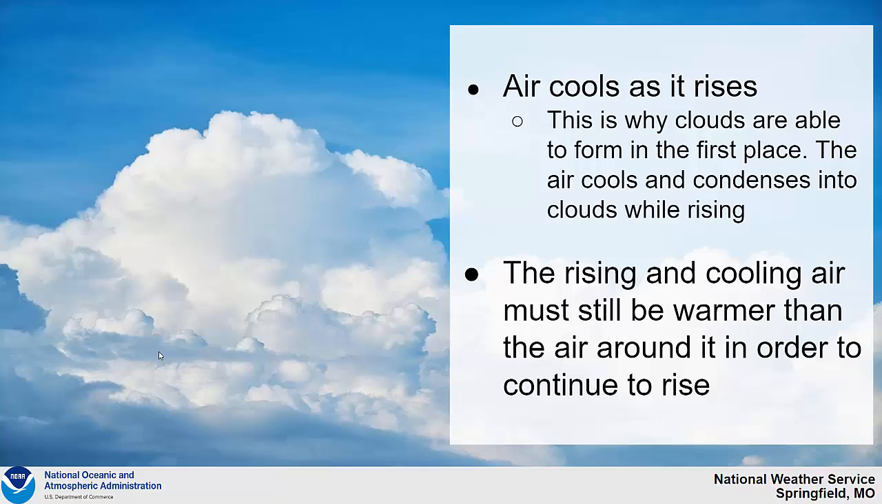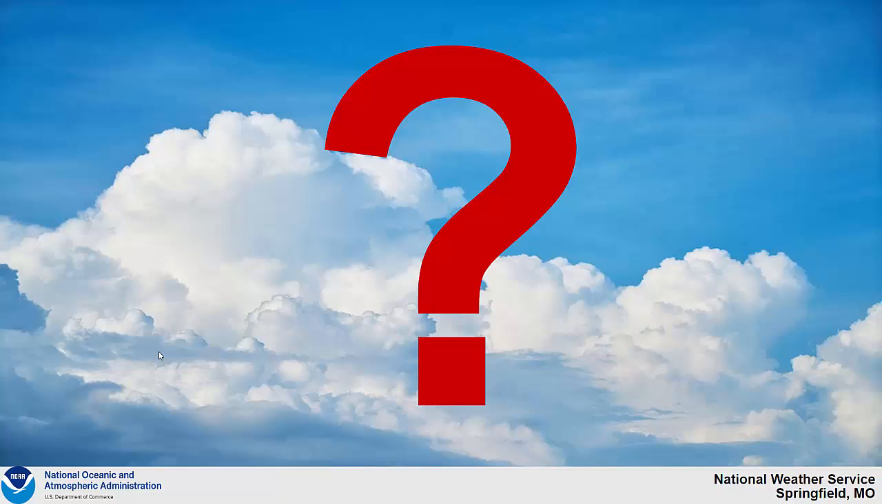So that means that the rising and cooling air must still always be warmer than the air around it in order to continue to rise. In other words, the rising air needs to cool at a slower rate than the rate at which the surrounding air temperature decreases with height. Now that may sound a bit confusing, but we'll try to explain it a little bit better here for you.